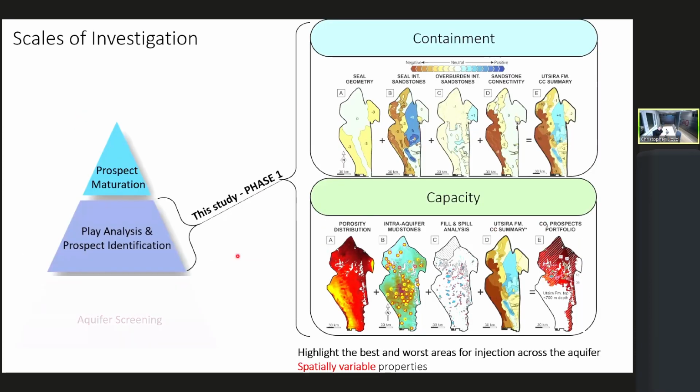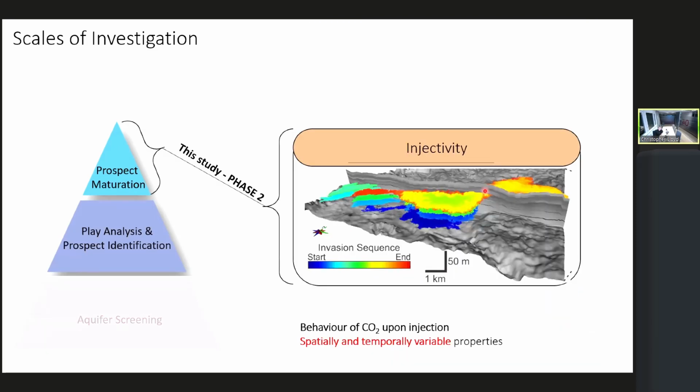So that was basically the regional assessment. We identified the best and worst areas for storage, and we identified prospects within the best area. We now move up to the second phase, which I'll run through quickly, which was to actually simulate injection of CO2 into the aquifer.